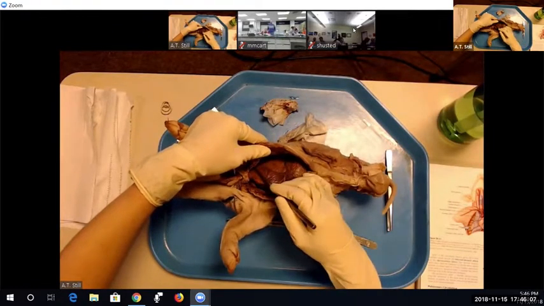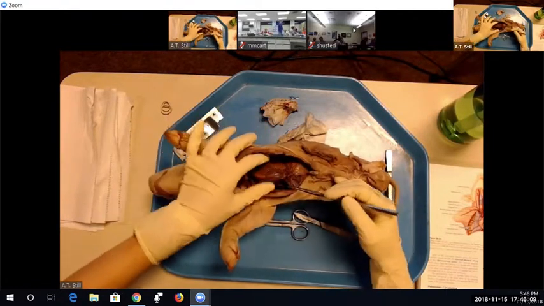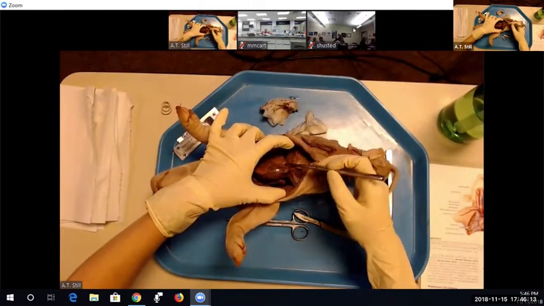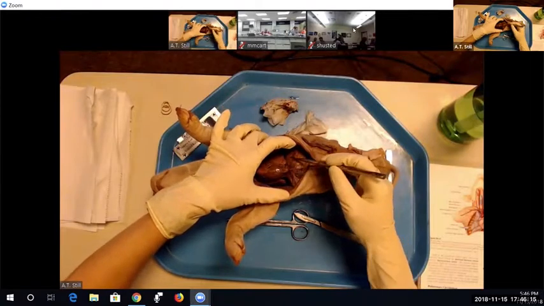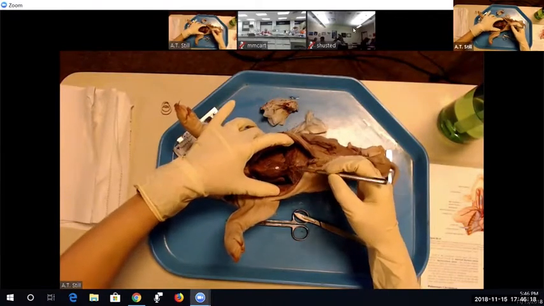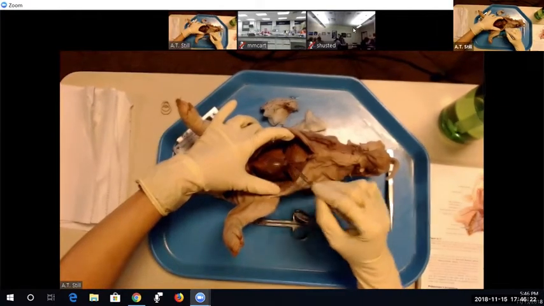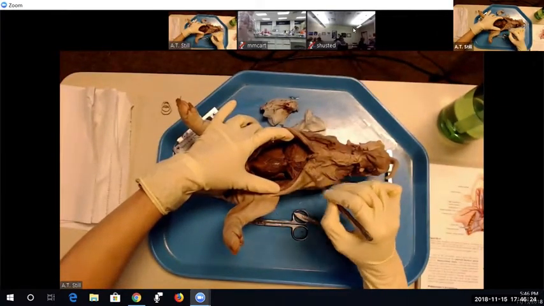and the apical lobes. So if we look here below the heart, you can see this muscle that kind of arcs around, and this is called the diaphragm. This is the muscle that helps us breathe, and it separates the thoracic cavity on top from the abdominal cavity below.